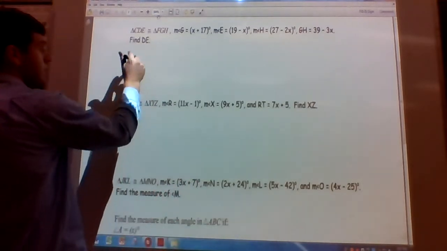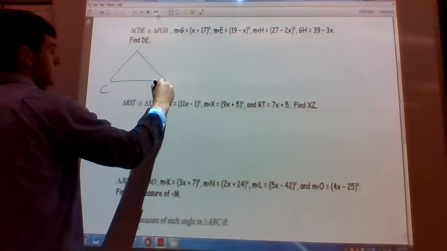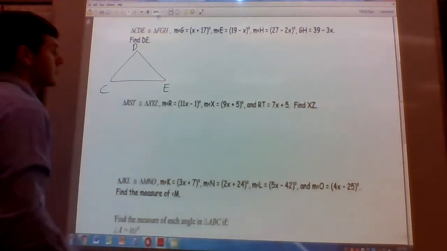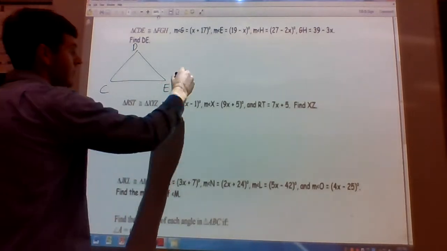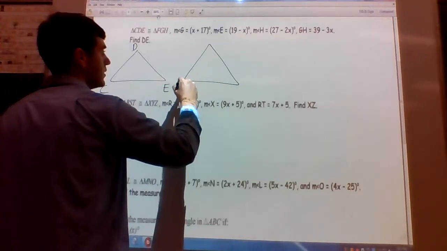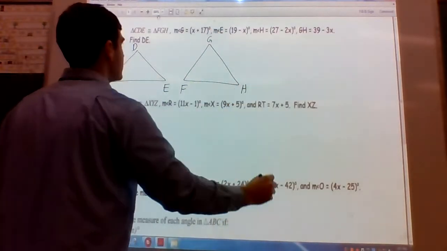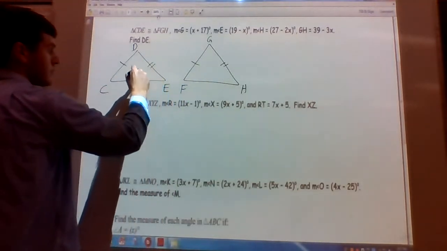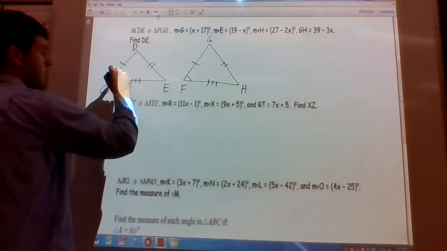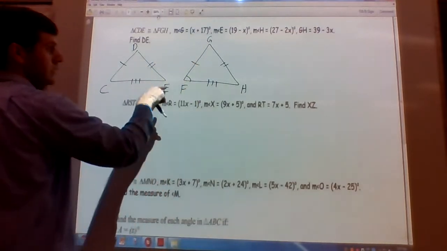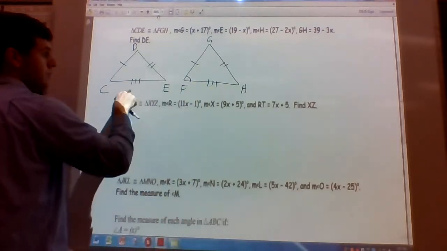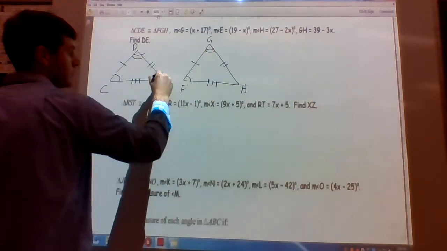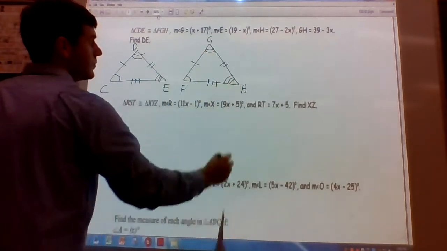So again, if we draw it out, C, D, and E, or C, D, and we'll put E down here. And then we have F, G, and H. Okay. So again, we know these sides are congruent. CD is congruent to FG, DE is congruent to GH, FH is congruent to CE, angle C is congruent to angle F, angle D is congruent to angle G, and angle E is congruent to angle H. Let's fill in what we have.